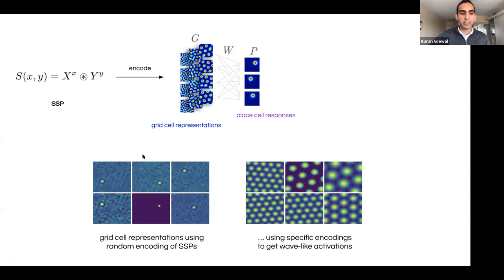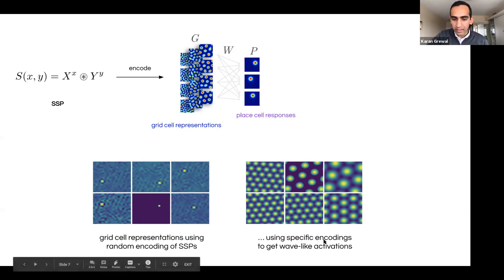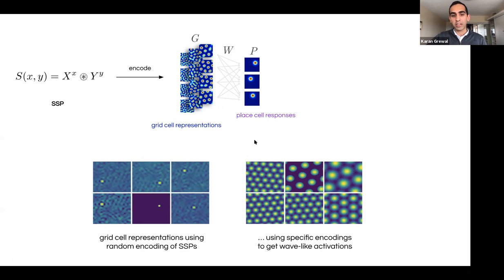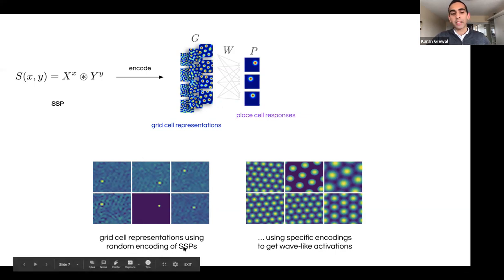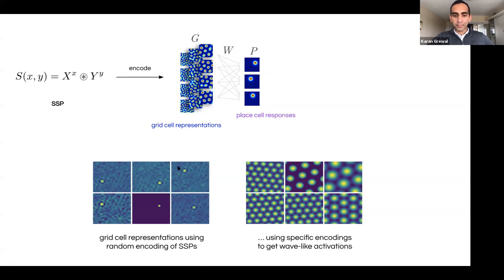And so they showed in these pictures here that when they had these specific encodings, so when they picked their X and Y semantic pointers so that you would get that sort of activation, you'd get these sort of firing patterns. And then when you picked random encodings, you'd get very sparse patterns that look like this.